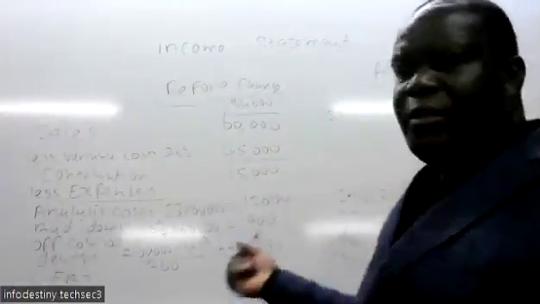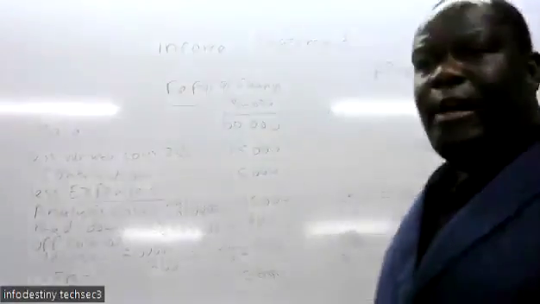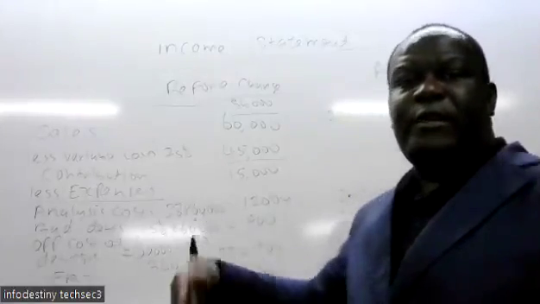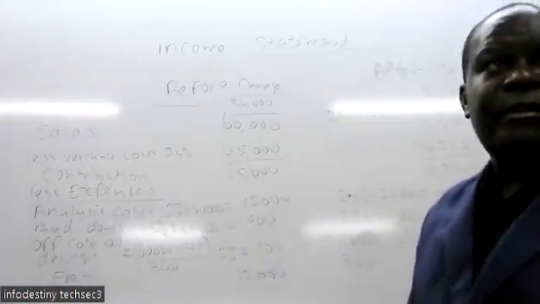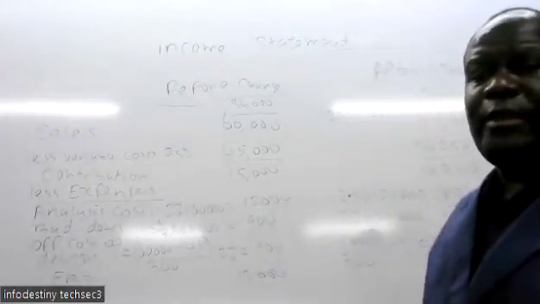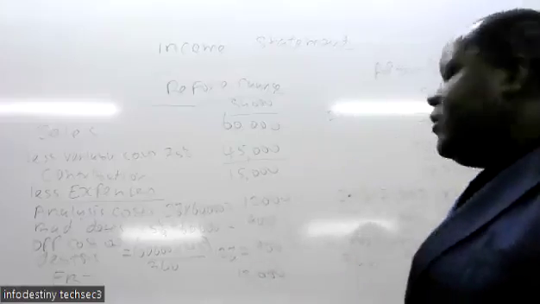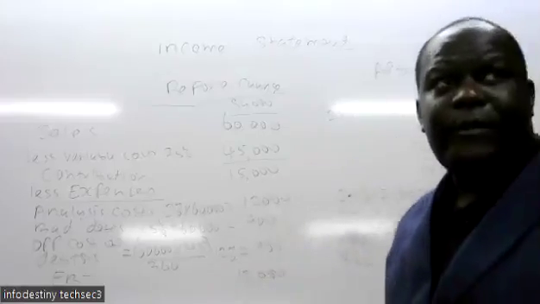So you see, there is no tax. If there was tax, we could have subtracted the tax to get the profit after the tax. But the question did not give you the tax. So now we compare the two profits. You see the profit after the change is higher than the one before the change.